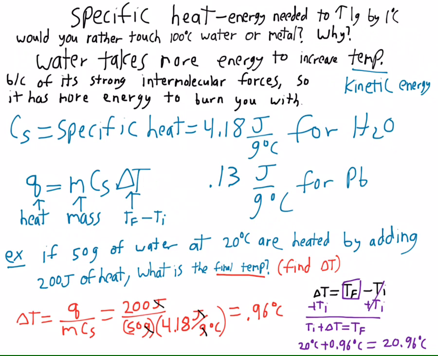When you do the heat calculations, if there are any specific heats that aren't given to you, you can find them on page 533 in your book.